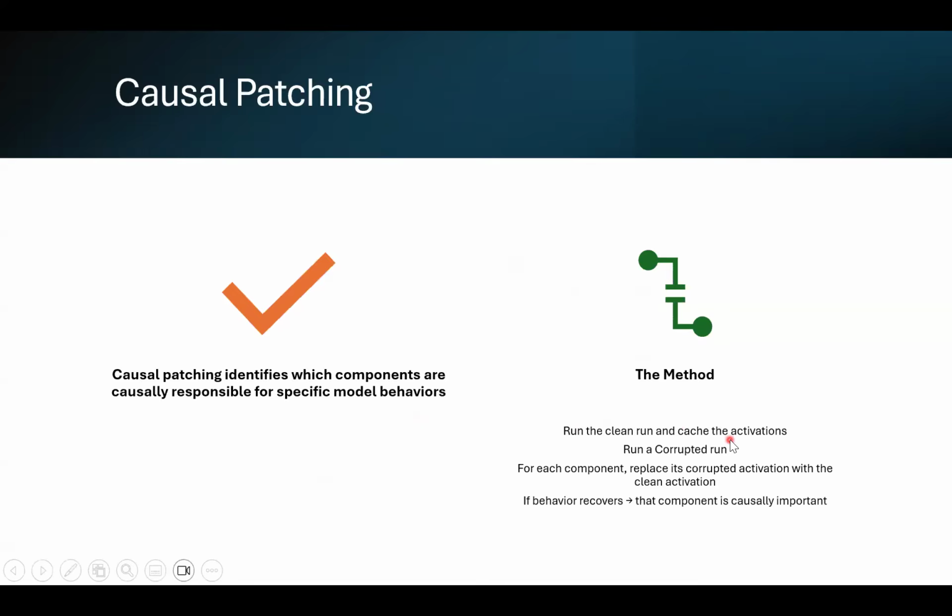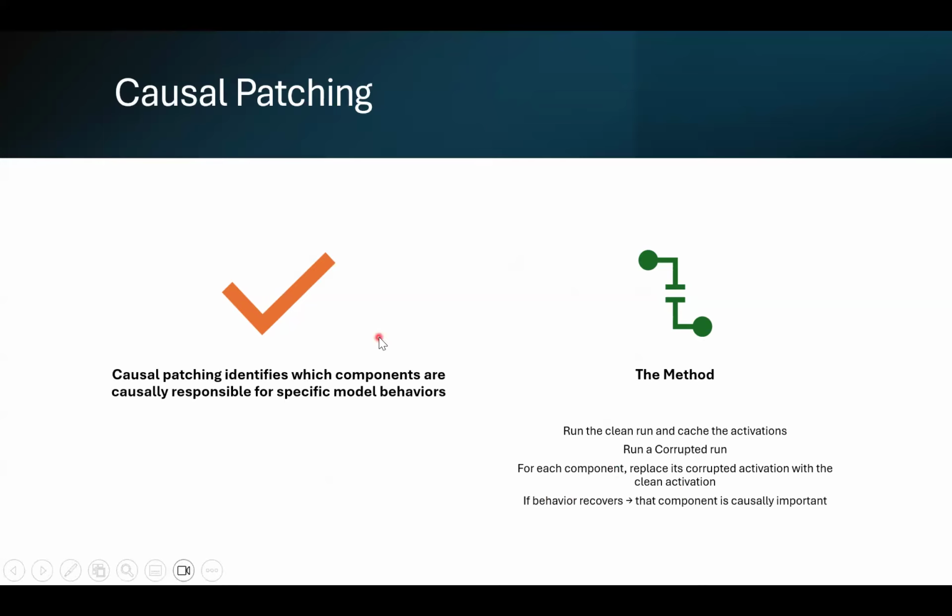You run a clean run. So you take a prompt and you run a clean run. You take another prompt, which we call the corrupted prompt, and you run it. First of all, when we're running the clean prompt, we will cache the activation for each component. So you will get this cache out from the first run. You run a corrupted run, and while running it, you will apply a for loop, and for each component, one at a time, you will replace its activation with the activation from the clean run and see how the behavior changes.